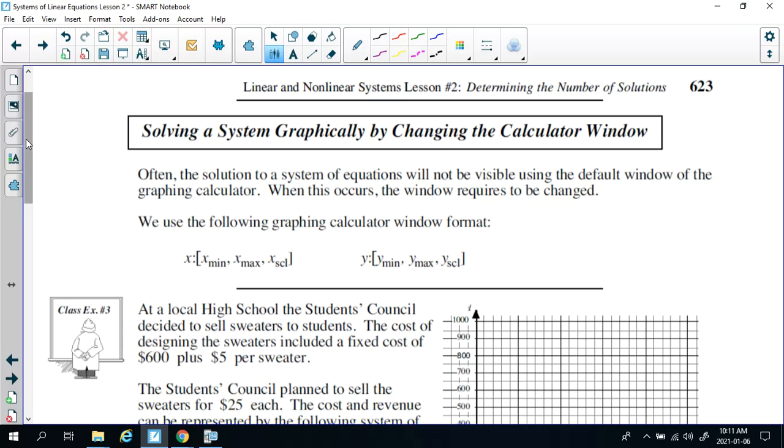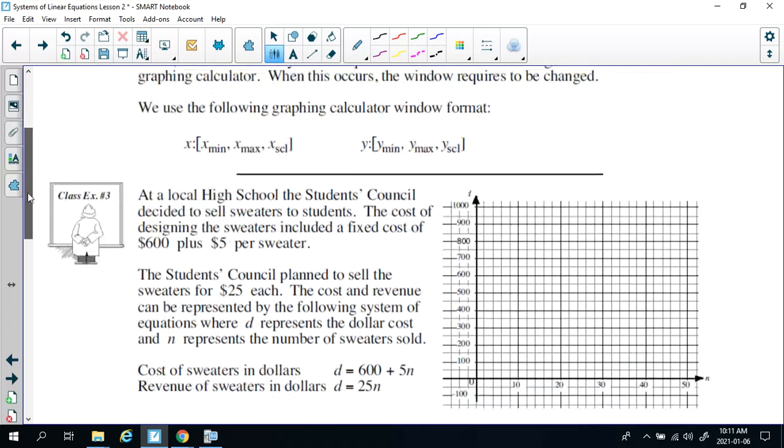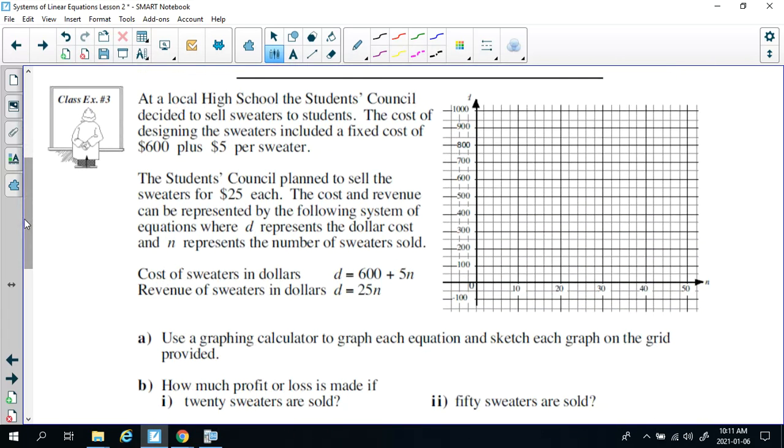Okay, so it mentions here that sometimes when we graphically try to solve a system, we can't actually see the intersection point, in which case we're going to have to adjust the window settings. Okay, so now let's look at a word problem. Now that we've looked at the theory in terms of when you have 0, 1, or infinite number of solutions.